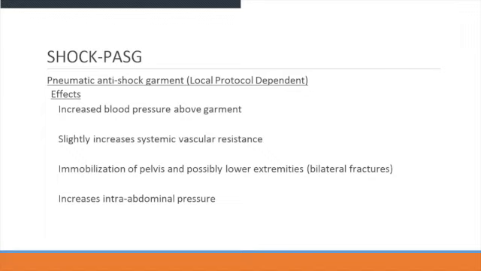Okay, so the pneumatic anti-shock garments. These are those funky pants that you hear of. These will help increase blood pressure above the garments. It slightly increases the systemic vascular resistance. You can use them to immobilize a pelvic fracture, and also possibly lower extremities like bilateral femur fractures. This increases intra-abdominal pressure, so therefore these are contraindicated for patients that are having a bleed in the abdomen.